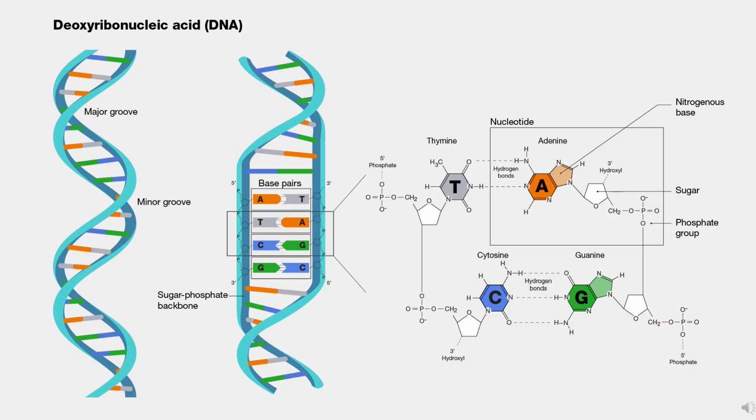Each nucleotide consists of 3 distinct chemical parts. Deoxyribose sugar, a 5-carbon pentose sugar molecule. Phosphate group, a chemical group attached to the 5' carbon of the sugar. Nitrogenous base, a nitrogen-containing molecule attached to the 1' carbon of the sugar.